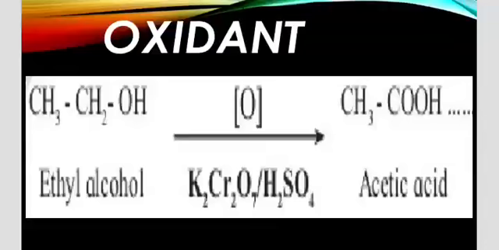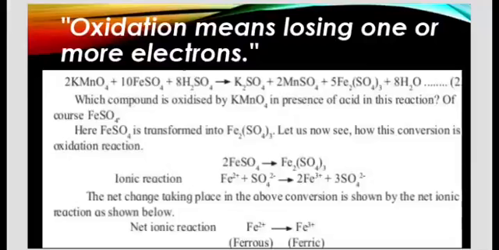For example, see this reaction. Here the acidic potassium dichromate makes oxygen available for the oxidation of the reactant ethyl alcohol. Such chemical substances which bring about an oxidation reaction by making oxygen available are called oxidants or oxidizing agents. In other words, oxidation means losing one or more electrons.